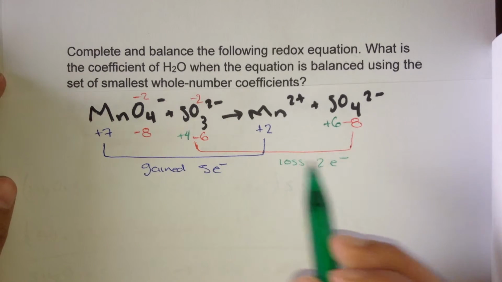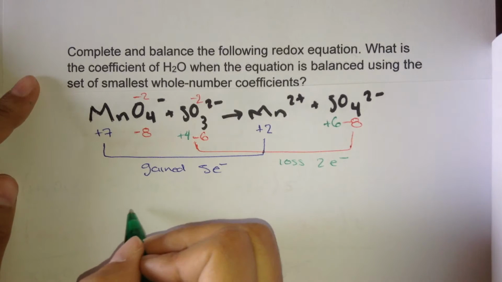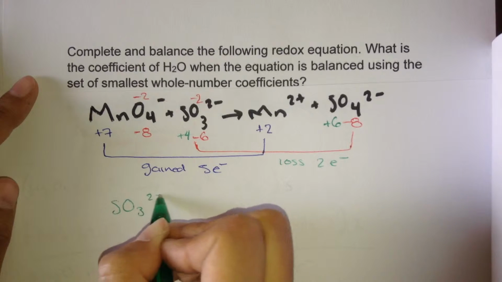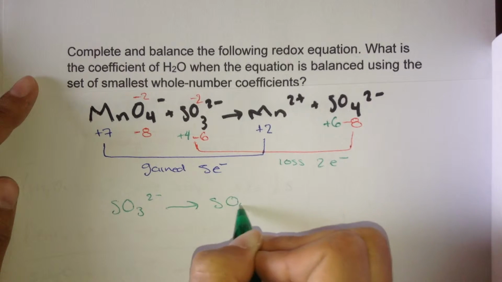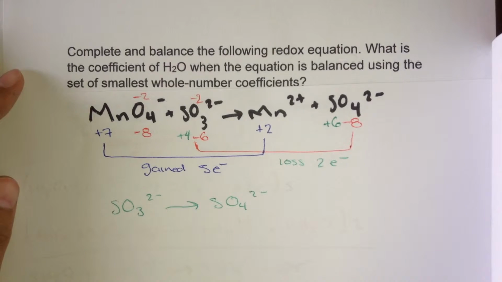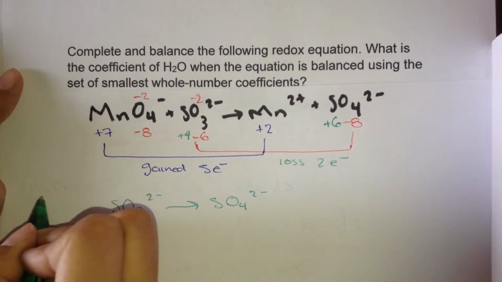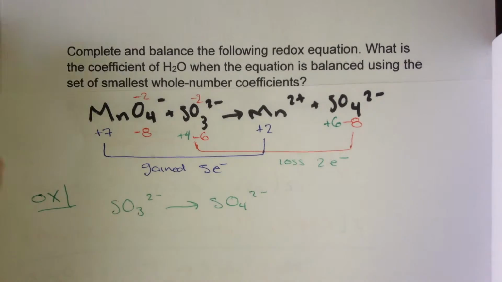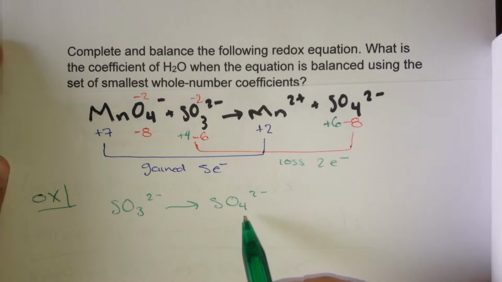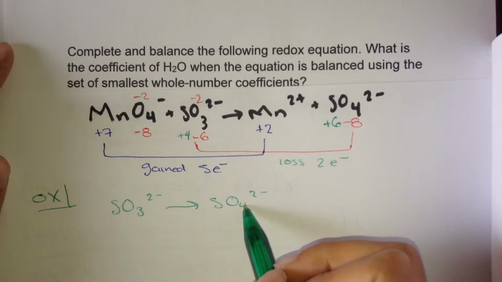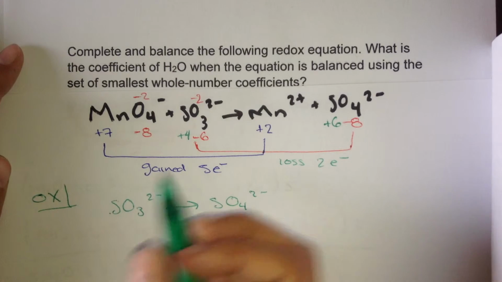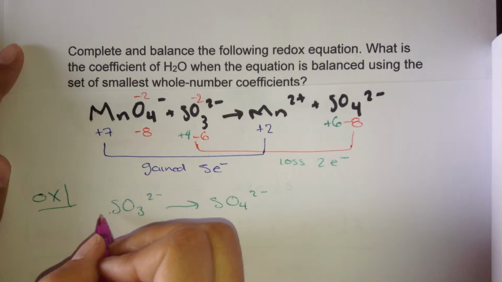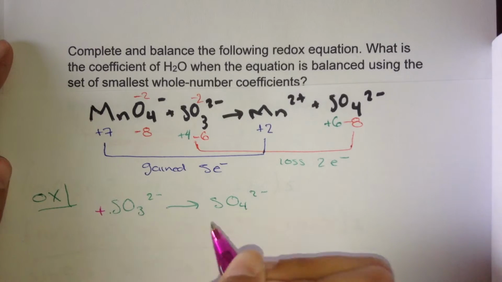Let's start with sulfite to sulfate. So we have SO3 with a charge of 2-, and SO4 with a charge of 2-. And this is our oxidation. So now we start balancing our components, and we have an extra oxygen on this side, so we add water to this side to balance it out. So we have 1 water.